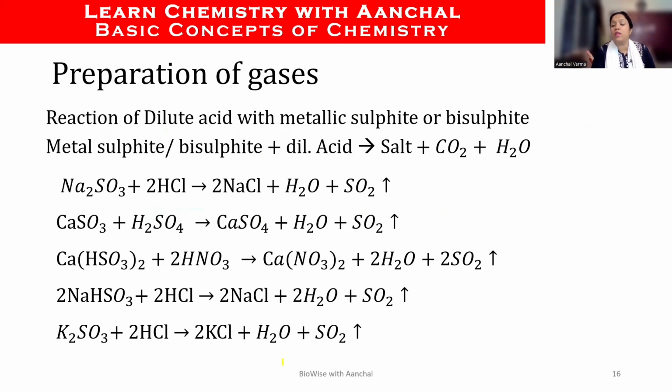How is it produced? Like carbon dioxide was produced from carbonates and bicarbonates, sulfur dioxide is produced from sulfites and bisulfites. So whenever a sulfite or a bisulfite reacts with dilute acid, you have the formation of salt and sulfur dioxide.